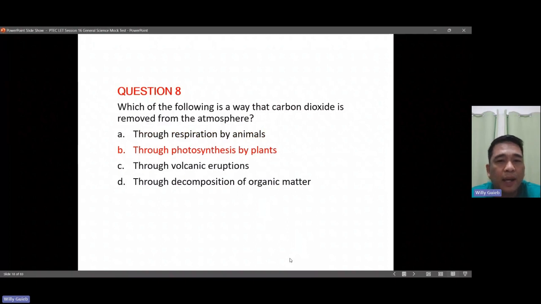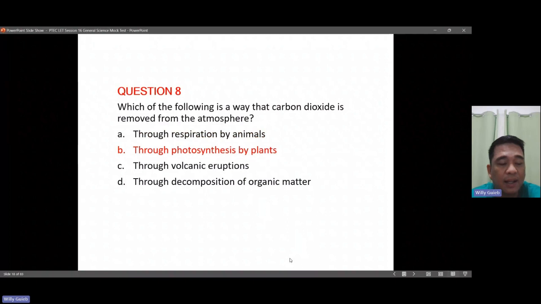So number 8, which of the following is a way that carbon dioxide is removed from the atmosphere? Respiration, photosynthesis, volcanic eruptions, or decomposition of organic matter. Nakita natin yung sagot kanina, photosynthesis by plants. Why? Sabi nga natin, in the process of photosynthesis, carbon dioxide is being used coming from the atmosphere.